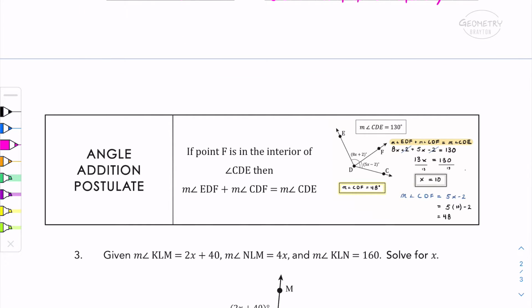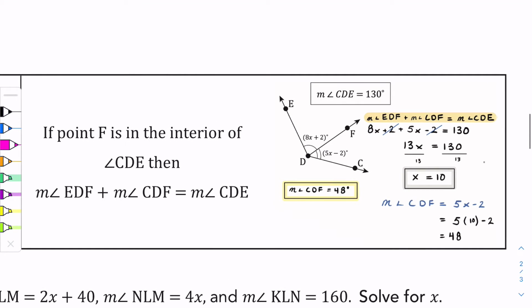Next, we're going to add the angle addition postulate, so another definition to look at. The angle addition postulate says that if point F is on the interior of an angle, so I'm using this specific example over here, if point F is on the interior of CDE, then the measure of EDF plus the measure of CDF is equal to the total measure of CDE. And you can see that's what I did right here. From there, I substituted in the given values. Then I solved for x.